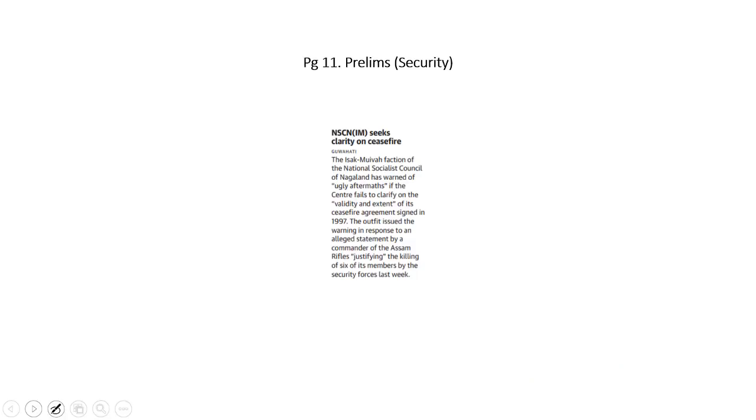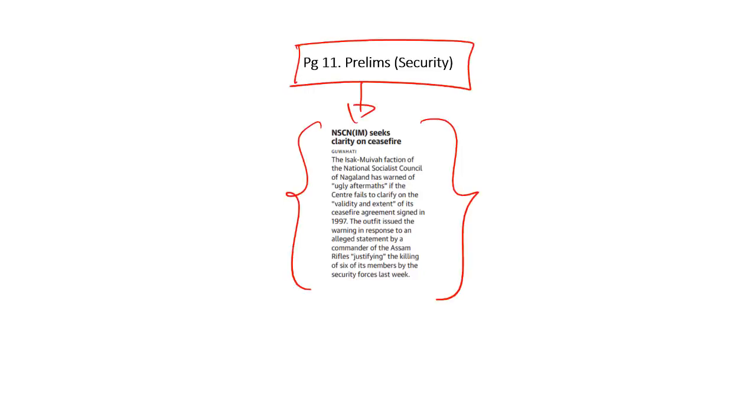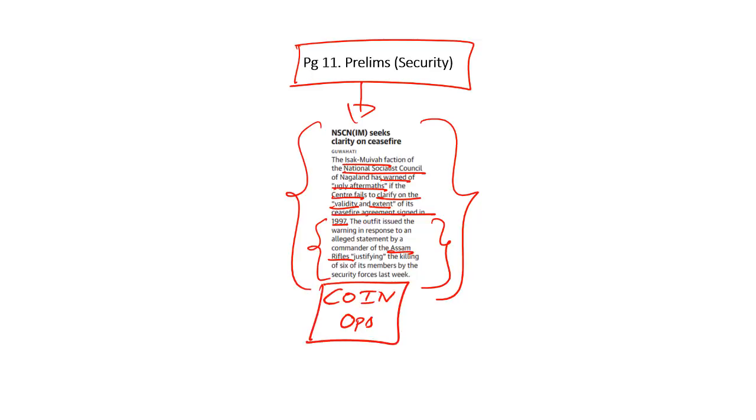This question has been asked because according to this article on page number 11, the NSCN-IM faction has warned the government of India of ugly consequences if the government fails to clarify on the validity and extent of the ceasefire agreement of 1997. This warning has come out from the NSCN-IM faction because recently a few members of NSCN-IM have been killed by Assam Rifles during counter-insurgency operations that were being conducted in the region.